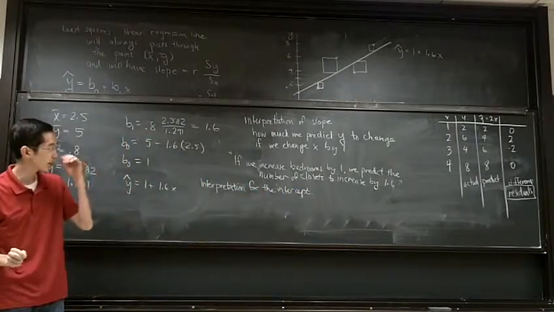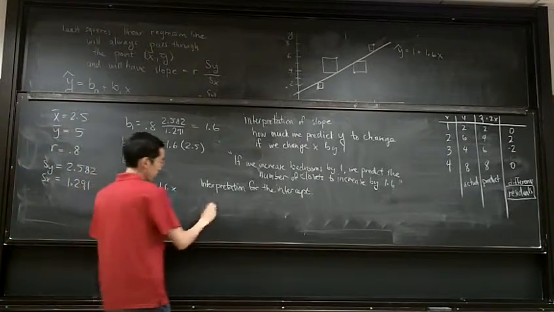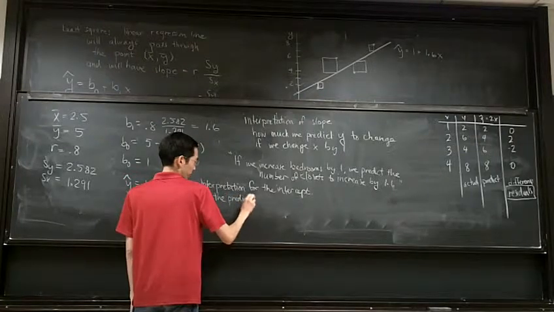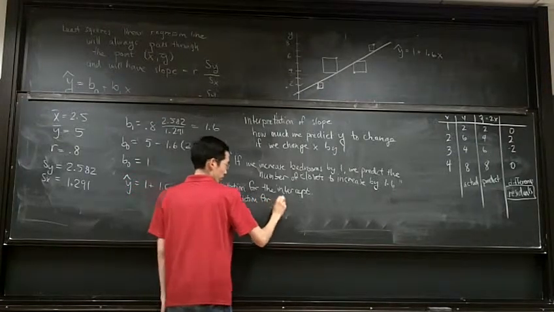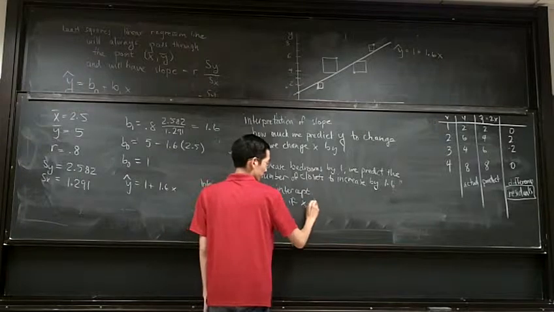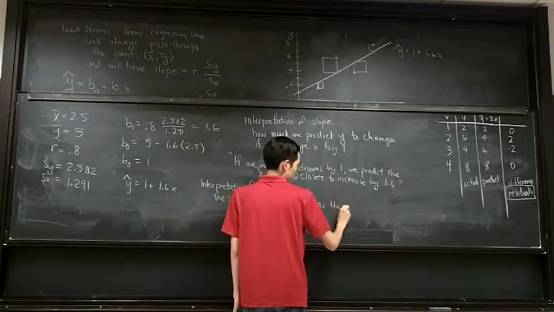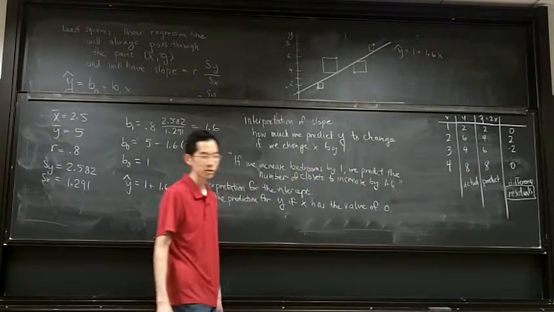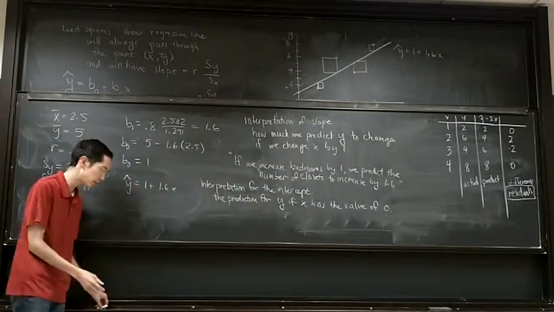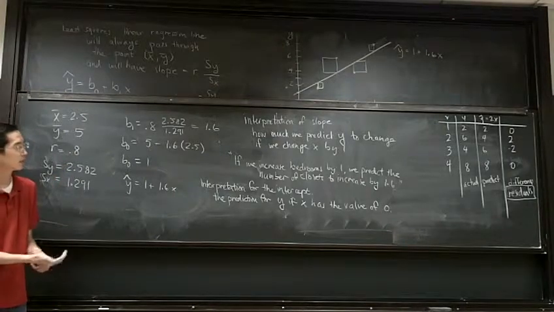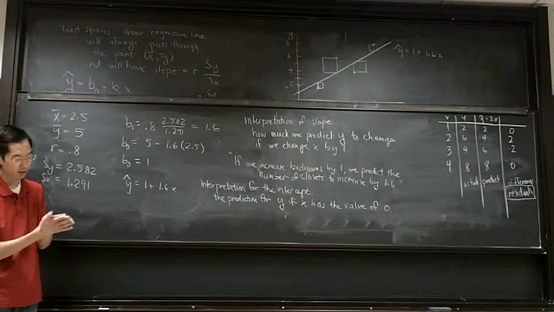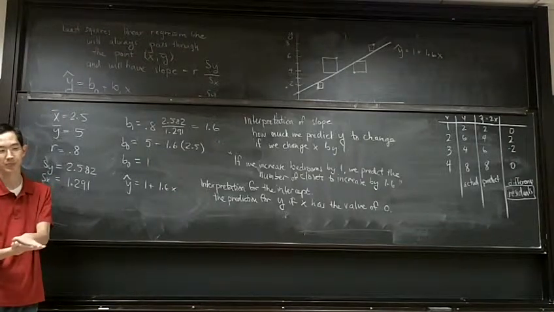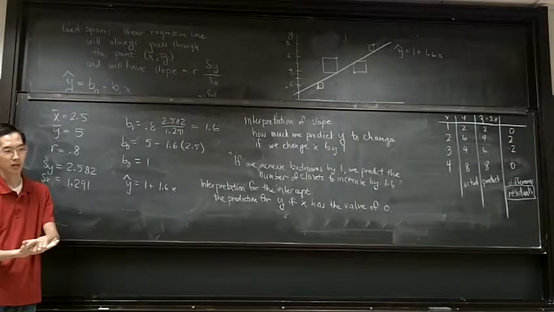The intercept is our prediction for y if x had the value of 0. Okay, and sometimes it doesn't always make sense for x to have a value of 0. And in that case, you do not have a meaningful interpretation for the intercept. Like in this case.